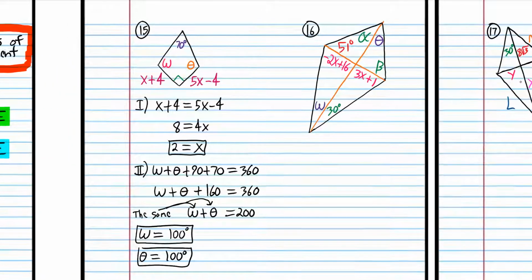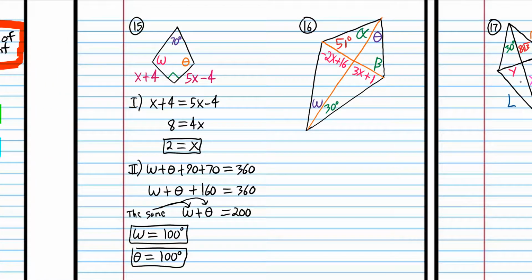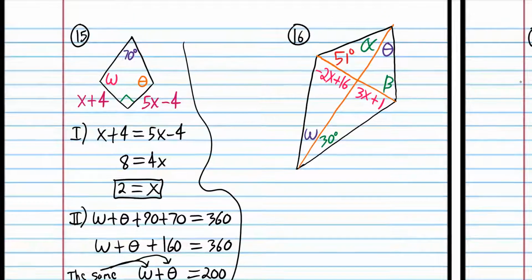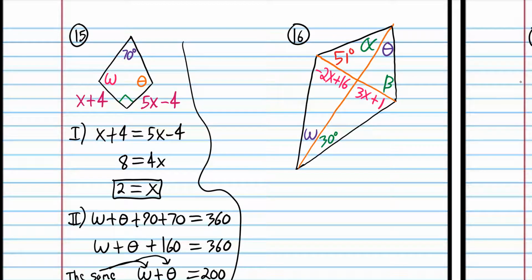So why don't you go ahead and try number 16. And remember, this diagonal is bisected. So try number 16, and when you come back, we'll do it together. All right, we're back. Well, let's start with an easy one. Omega has to be 30 degrees because that's one of our theorems. It says that these angles are bisected, not the other angles. By the way, if you think these angles are bisected, that's not correct. These angles are congruent, but they're not bisected.